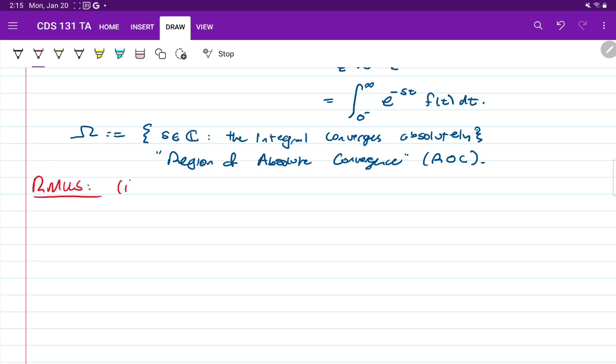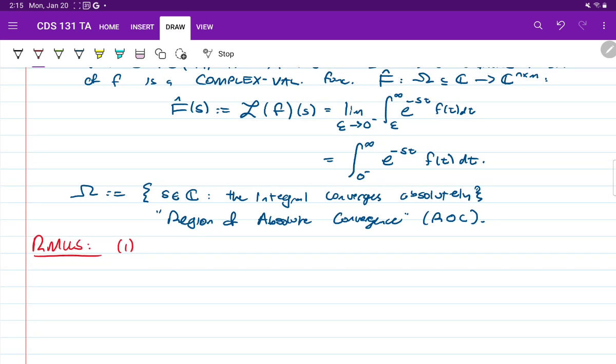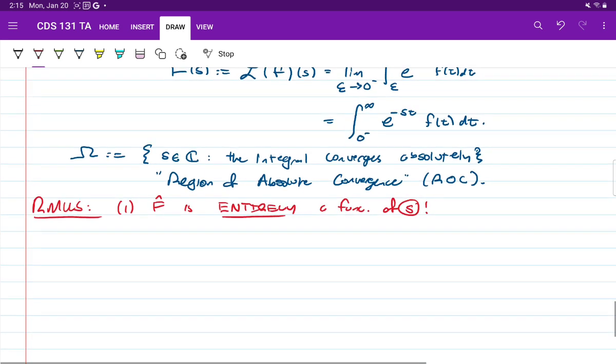The first point that I want to make is that once we perform this transform, there's no presence of t left. The variable t has entirely disappeared. So f hat is entirely a function of s, and that's because we integrated t out. We took t from 0 from the left up until infinity, and we integrated t over that whole region. So there should be no presence of t left in our new function.